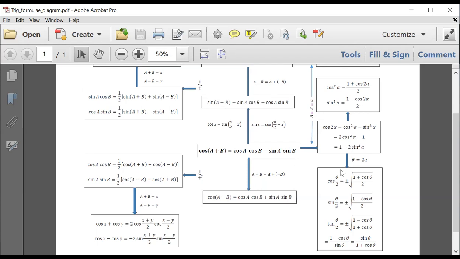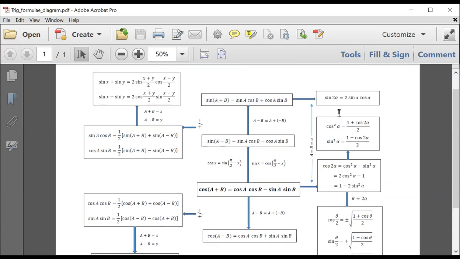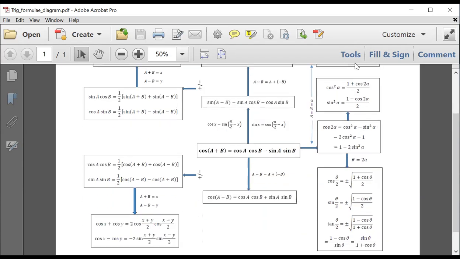Okay, thank you for watching. And next we're going to get to the right side, the whole of the right side.